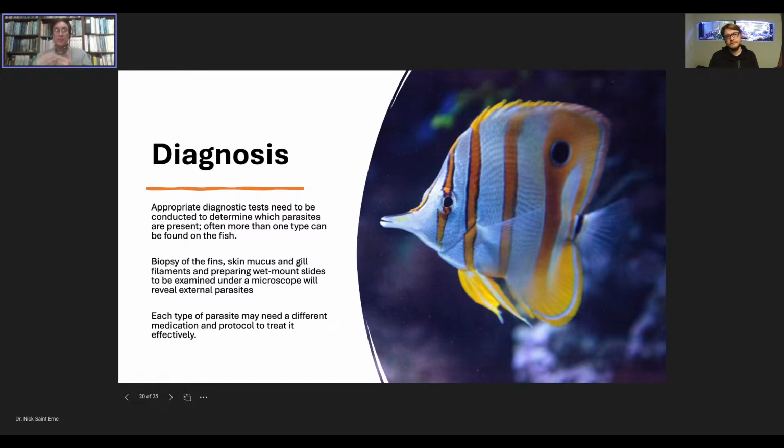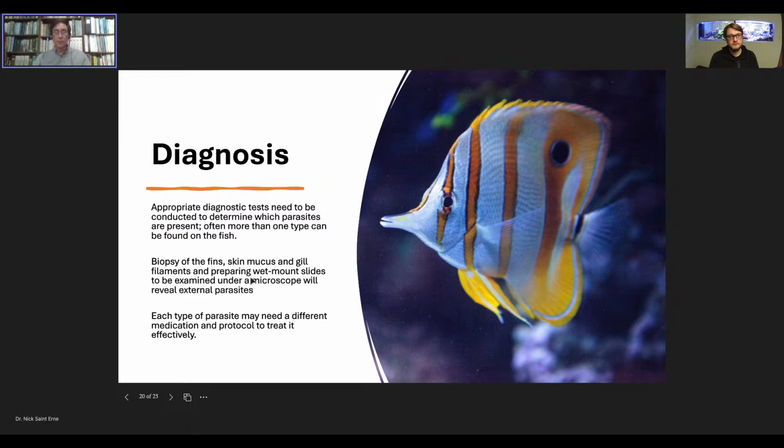The saltwater parasites are very similar to the freshwater parasites. They cause similar symptoms, and they're treated with similar treatments. So how do you diagnose these? Well, the most important thing is you want to observe your fish, make sure they're active and eating and swimming, and the skin looks good, they don't have any lumps or bumps or discoloration. And then if you start seeing something like that, we want to do a biopsy.